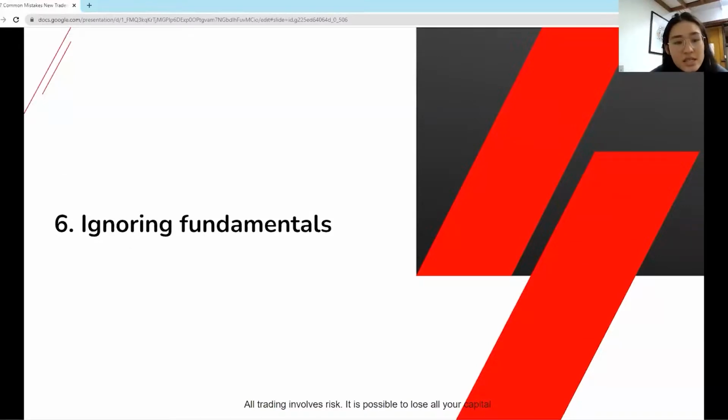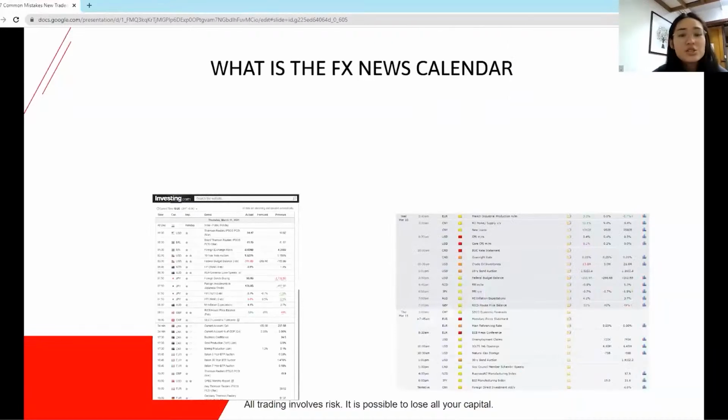Okay, lastly, well, not lastly yet, but second lastly, we have ignoring fundamentals. So let's introduce the FX news calendar, or an economic calendar. Here I have screenshots from two websites that provide information on FX news or major news events that can impact the markets that you are looking at. On the right, I have Forex Factory, and on the left, I have investing.com.